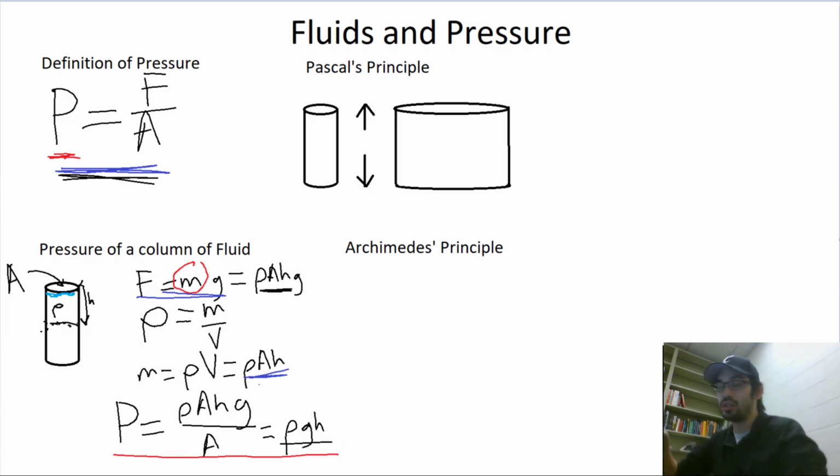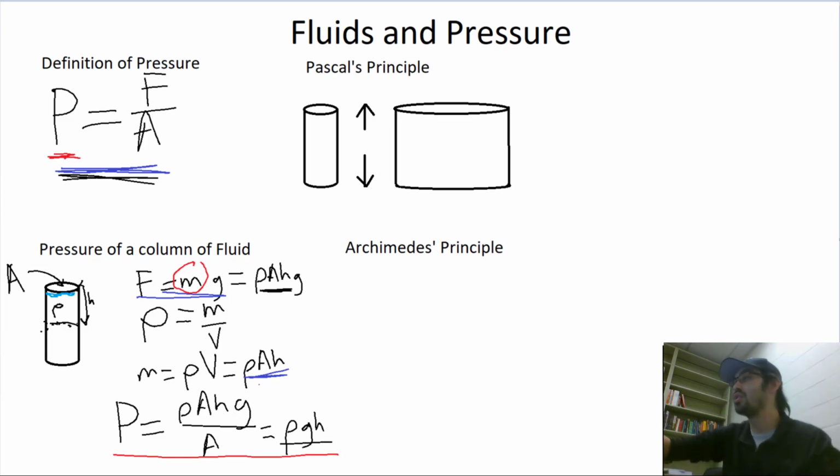The pressure is going to be dependent on the density of the liquid, the acceleration due to gravity, and the height. It actually doesn't have anything to do with the area at all. So this is pretty interesting because what it tells us is that different size containers are not going to have a different pressure at the bottom as long as the height of the container is the same. And so what this carries us into is understanding Pascal's principle.